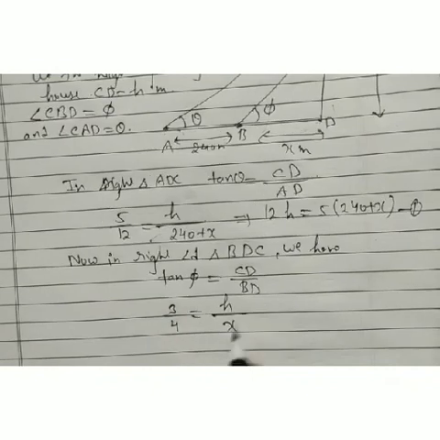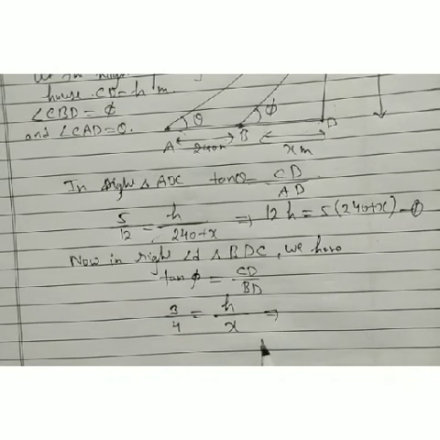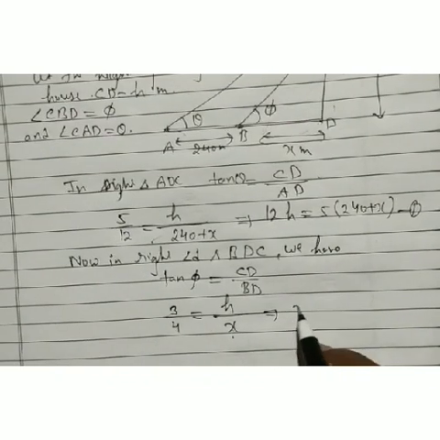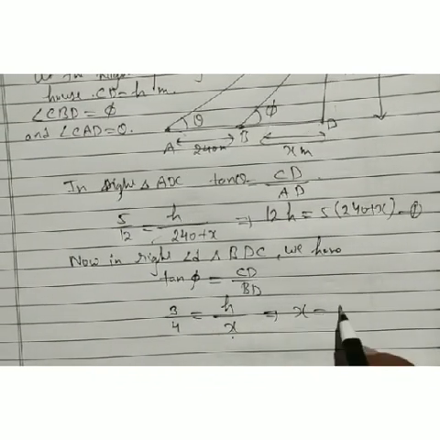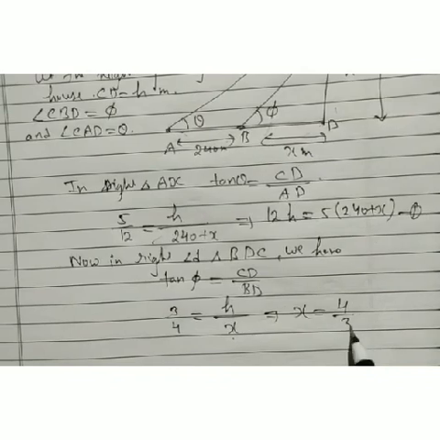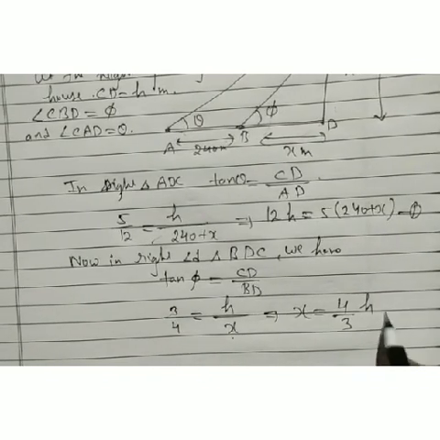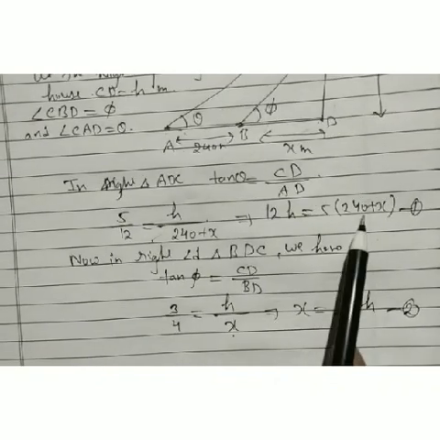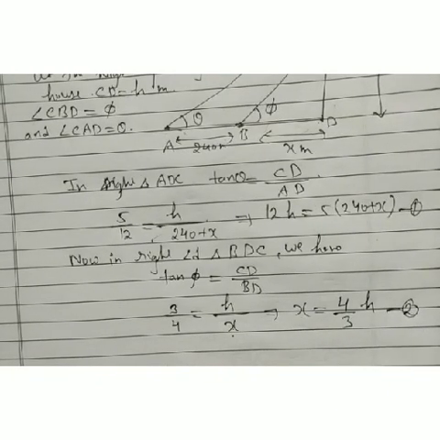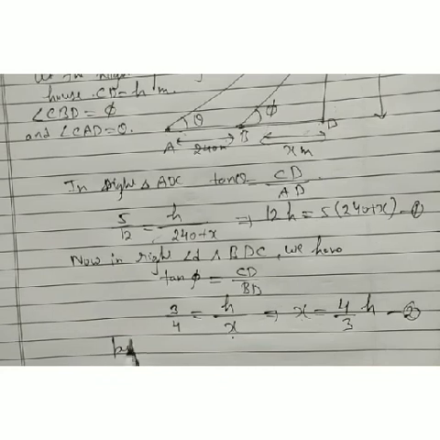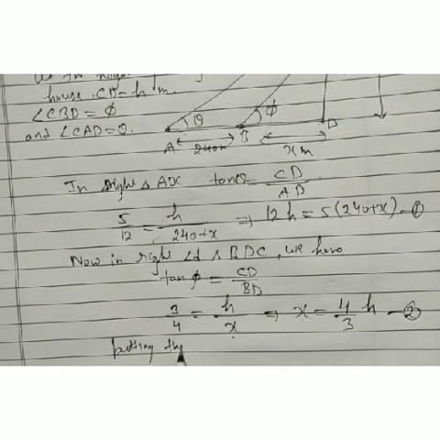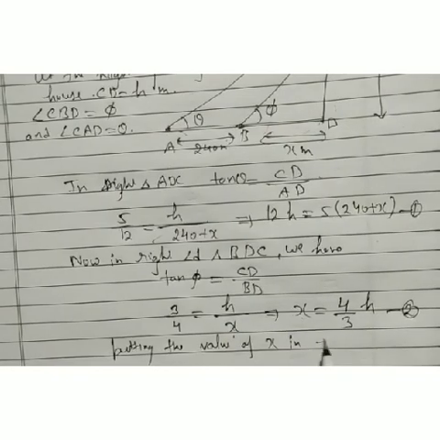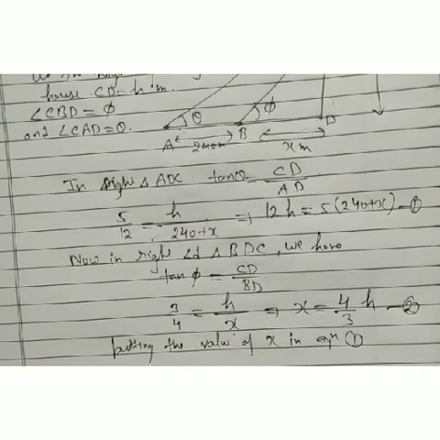Now from here, what do we have? We are going to take the value of x because we need the height. So the value of x is 4/3h. This is our equation number 2. Thus I'm going to put the value of x in equation 1.